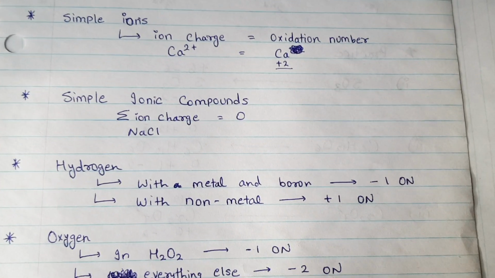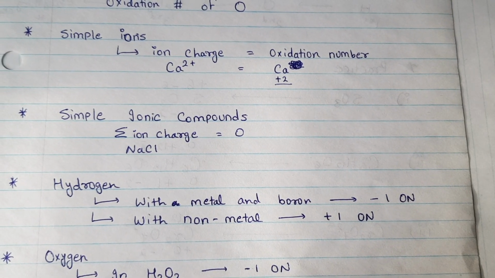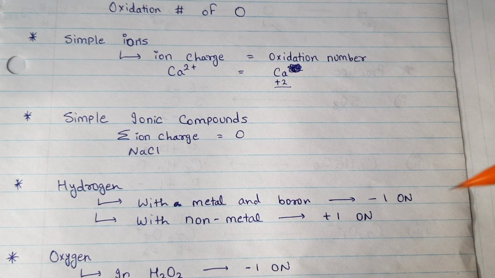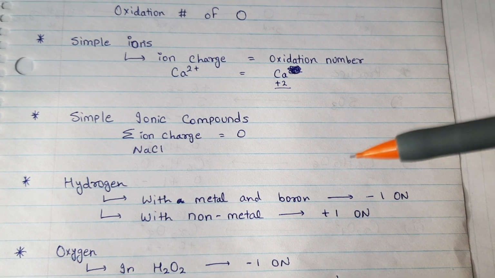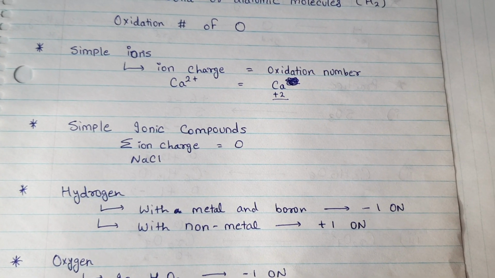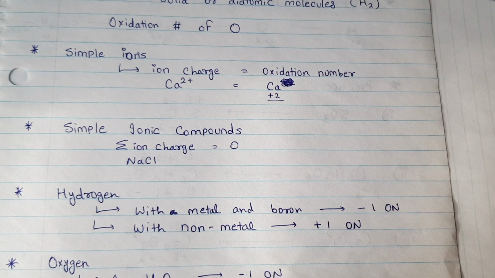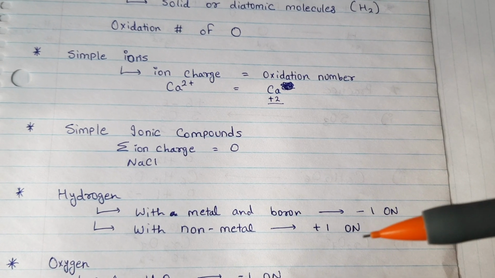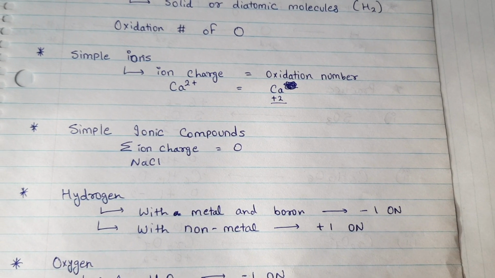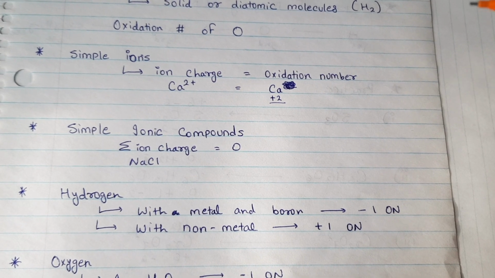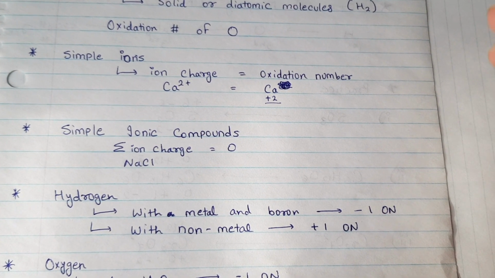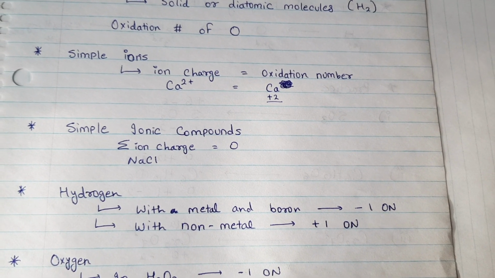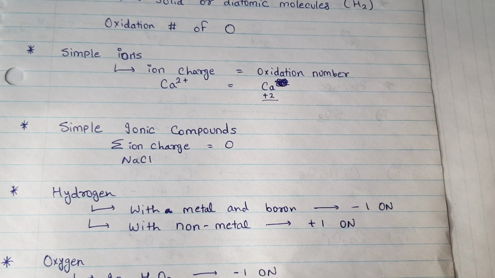Let's talk about hydrogen. Hydrogen is a weird case because with metals and boron, it's -1, and with non-metals, it's +1. It makes sense because with metals, hydrogen is more electronegative than most of the metals, such as sodium. But hydrogen with non-metals is +1, because hydrogen would love to lose an electron and the highly electronegative nonmetal will gain it because it's more electronegative.